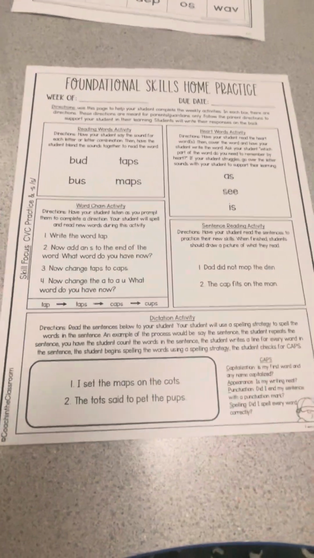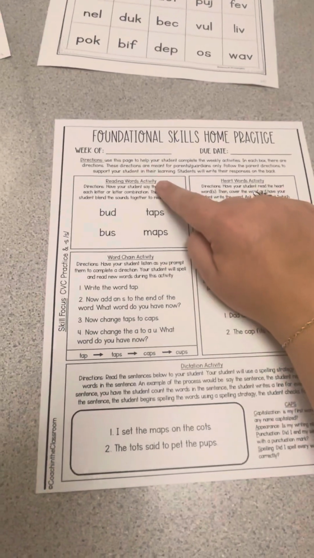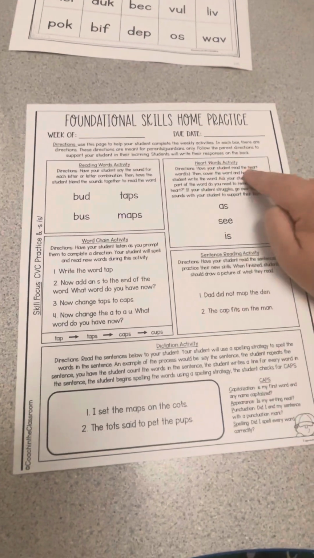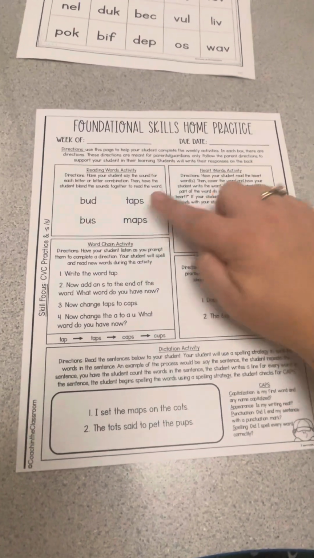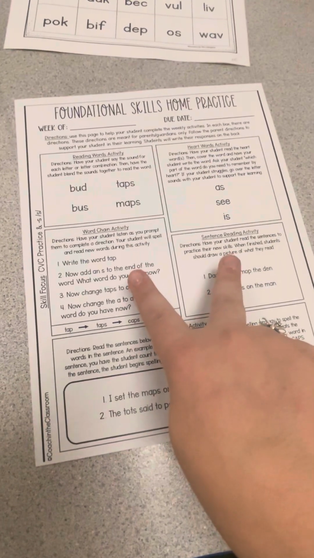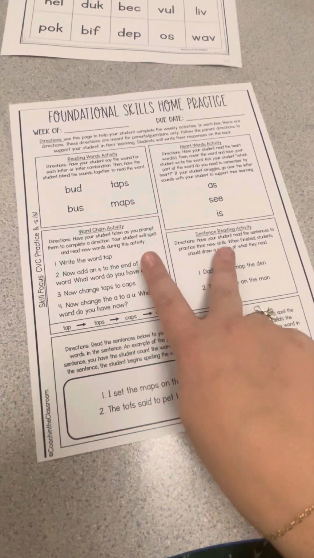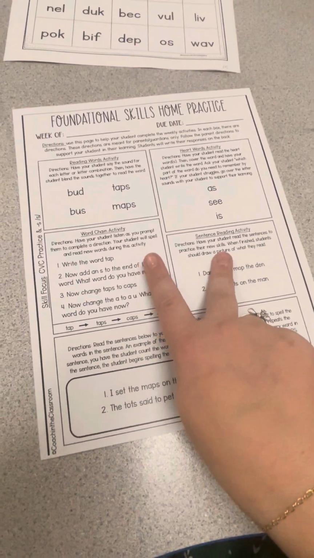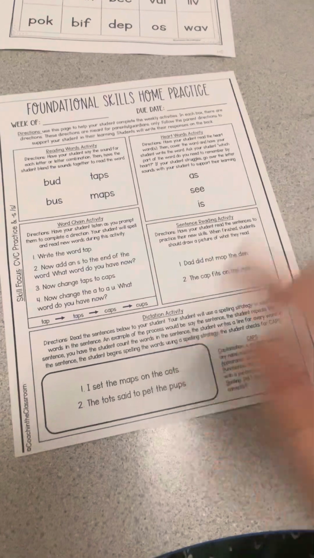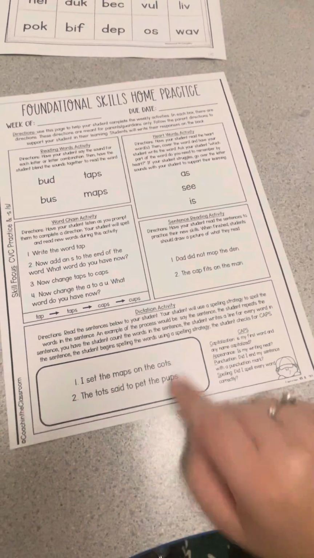My suggestion is to break this up into chunks and not do this all in one night. I would do the reading words activity and the heart words activity probably together on one day. I would suggest Monday for those 2, and then Tuesday for word chain and sentence reading, and then I would take off on Wednesday, and then on Thursday the sentence dictation where you say the sentence and they write it.